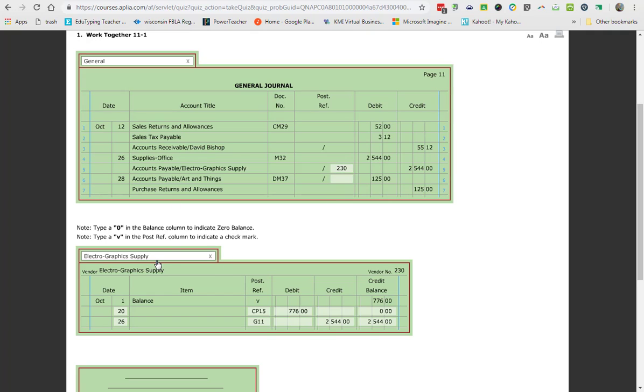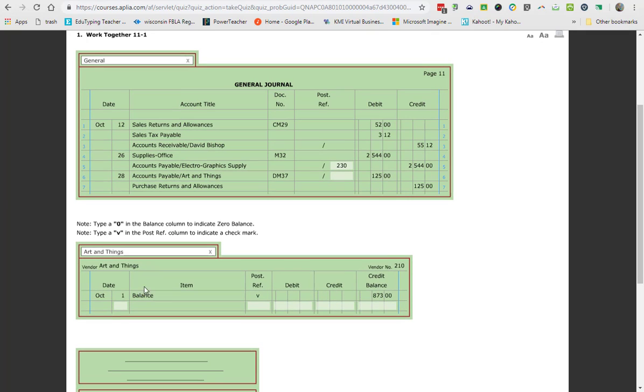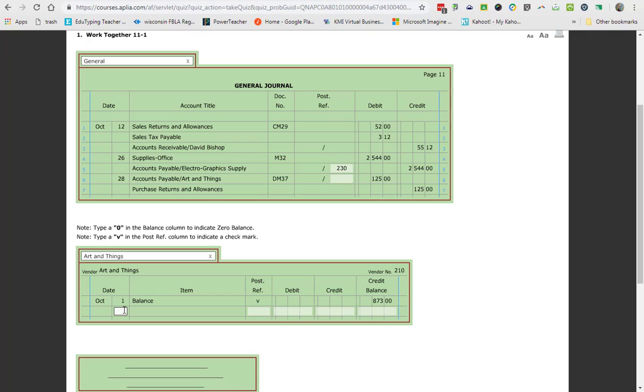And then I'm going to post line 6, and that's going to go to Art and Things. Art and Things is going to have the date of the 28th, post reference G11. That is going to be debited $125 because with that journal entry, we return part of our product. Originally had a balance of $873, subtract $125. I have a new balance of $748.